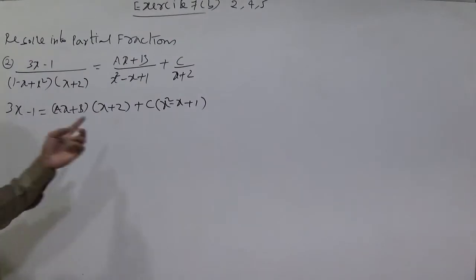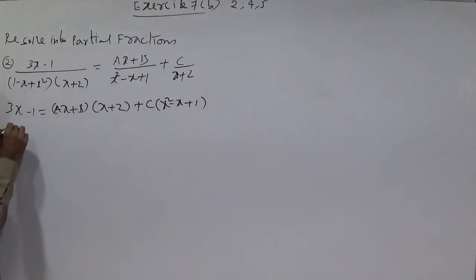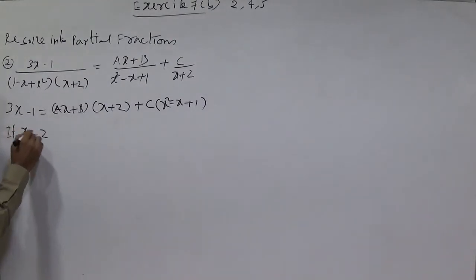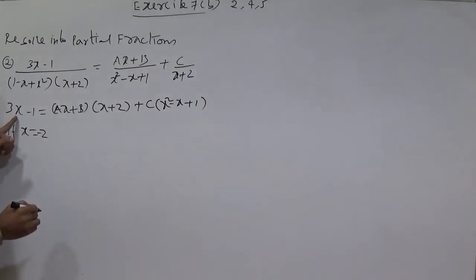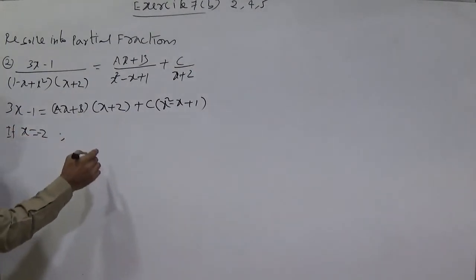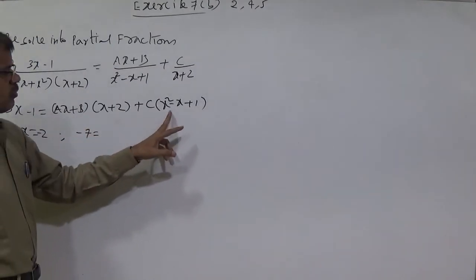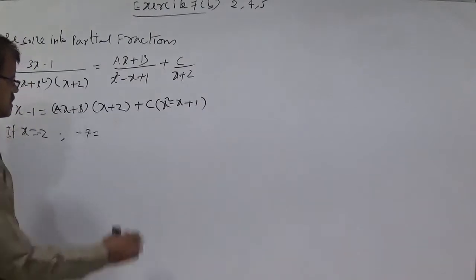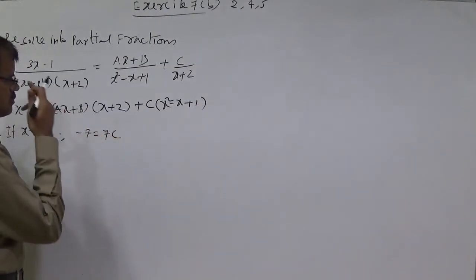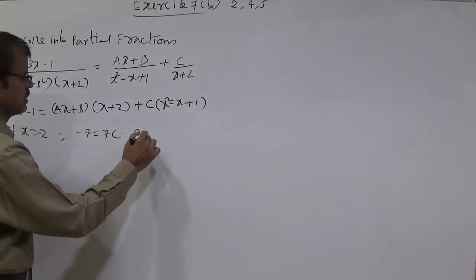Now you can put x is equal to minus 2. If x is equal to minus 2, it becomes minus 7, and the first term becomes 0. So minus 7 is equal to c into 4 plus 2 plus 1, that is 7, so 7c. So c is equal to minus 1, we got.